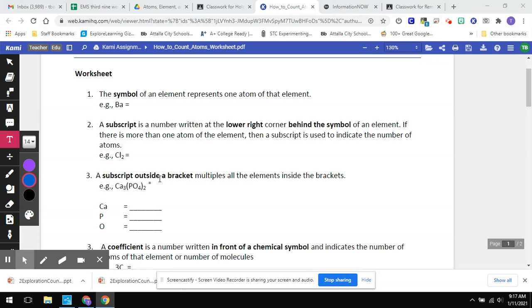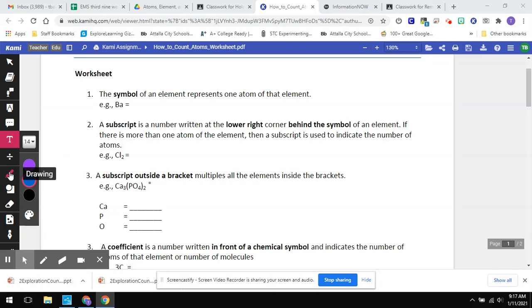A subscript outside a bracket multiplies all of the elements inside the bracket. So what this is referring to right here is you've got parentheses. And you guys should be familiar from math with following parentheses rules. Remember, you always want to do what's in parentheses first, because there is going to come a point in time when we talk about coefficients, and you would want to take care of what's in parentheses before doing what's with a coefficient. So when you have an exterior subscript, you're going to multiply it by interior subscripts.